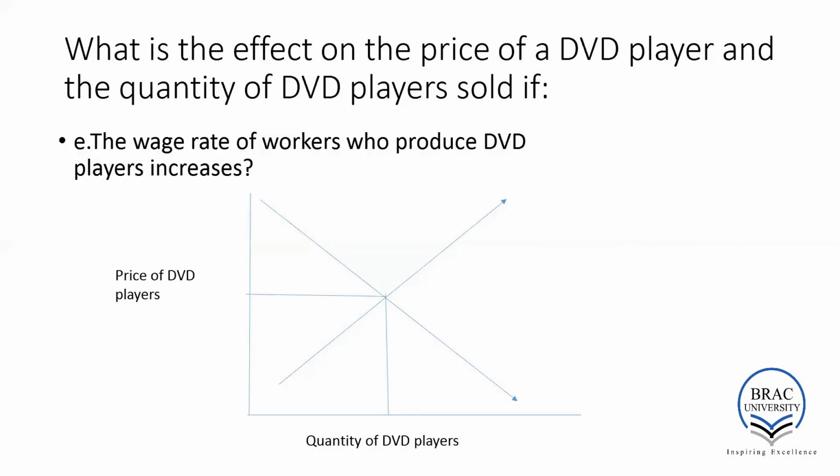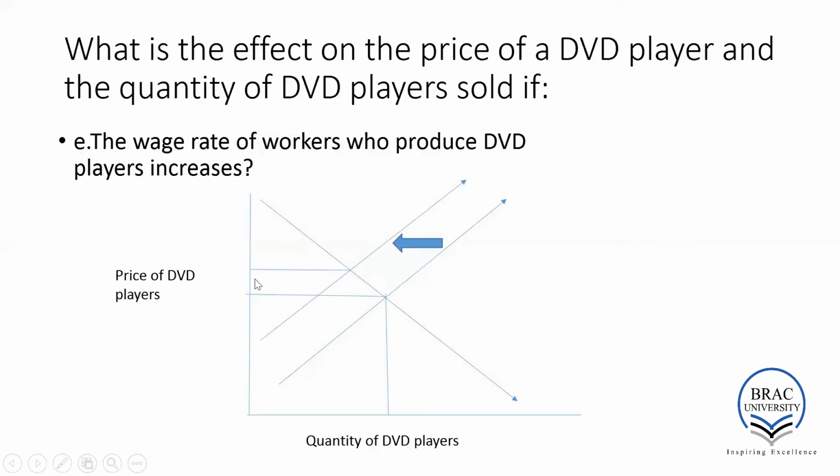Now, what if the wage rate of workers who produce DVD players increases? We know that workers are a factor of production, and the wage rate of workers is the cost of the workers. So an increase in wage rate of workers means an increase in cost of production. And we already know that when the cost of production increases, suppliers supply less at any given price. So we shift our supply curve to the left, and here we have a new equilibrium at the intersection of the new supply curve and the demand curve.